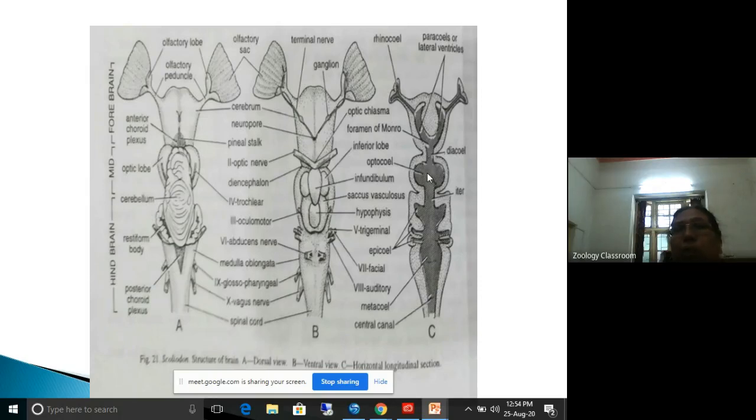The optic lobe's cavity is the optocele. Then the narrow canal is called the iter, also called the aqueduct of Sylvius. And the cerebellum's cavity, only found in the fish, is called the epicele. This is the epicele. And the medulla oblongata's cavity is called the metacele.